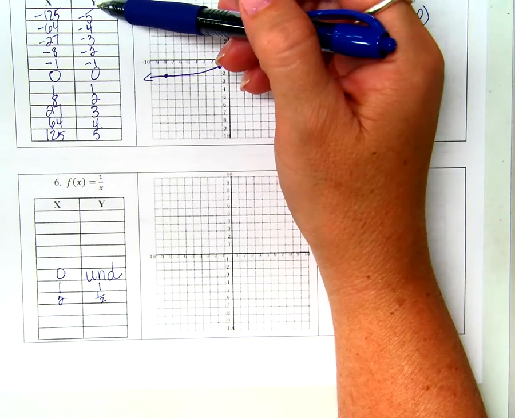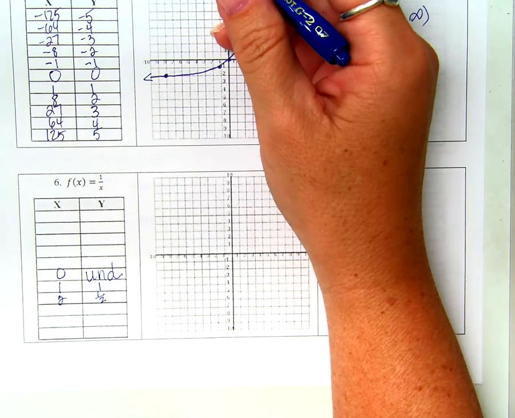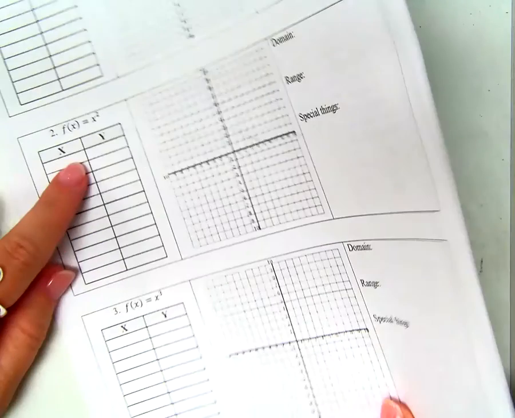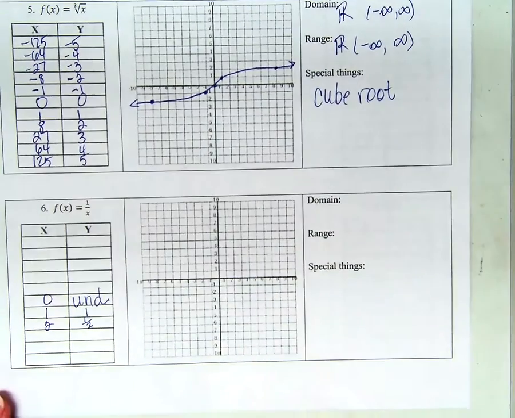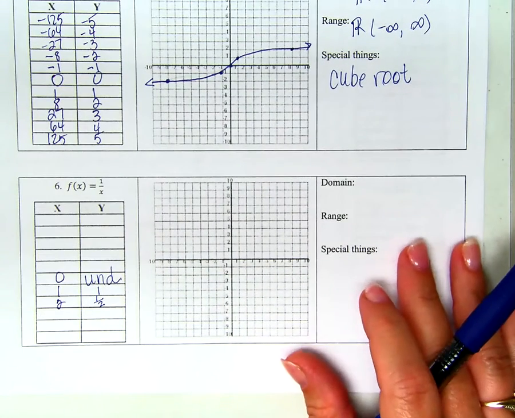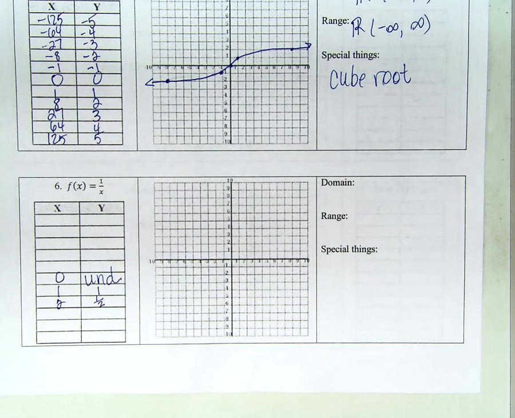Cube root, you hadn't really ever seen before, but it's a whole lot like square root, which you had. Cubed, you hadn't seen before, but it's a whole lot like squared, which you had. You'd seen linear before. This is the first one you haven't seen yet. Okay? I don't expect you to know this. What's my goal for the day? To identify the parent function.